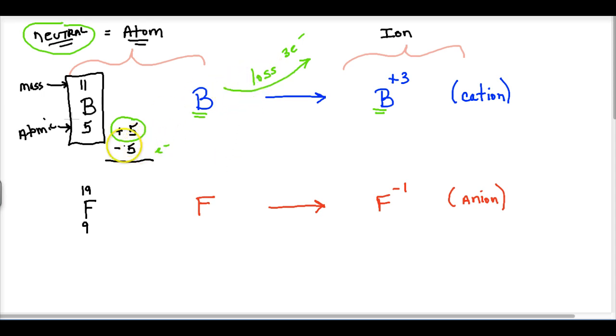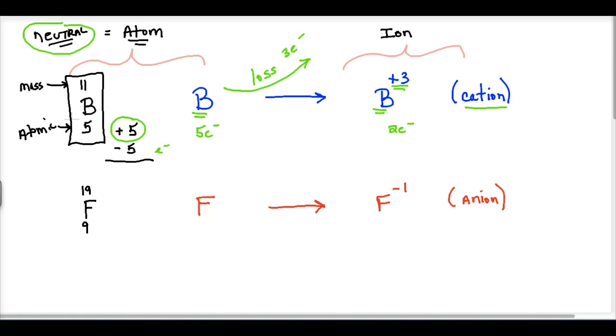So boron has 5 electrons when it's an atom, neutral, and it has 2 electrons remaining when it is an ion. Now, the type of ion is called a cation, and it's a positive ion. And any elements that are big enough that lose electrons to become stable become positively charged.